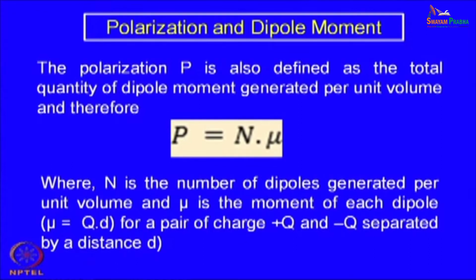Higher the dipole moment, higher is the polarization; a higher moment for each of the pairs also creates more dipoles. So, if Q increases, P increases, if D increases, P also increases, and if N is more, P is also more. That means, how many dipoles are getting generated matters.